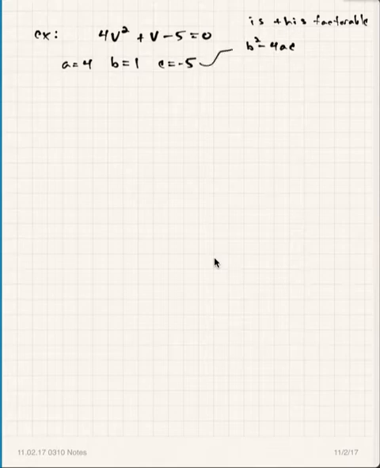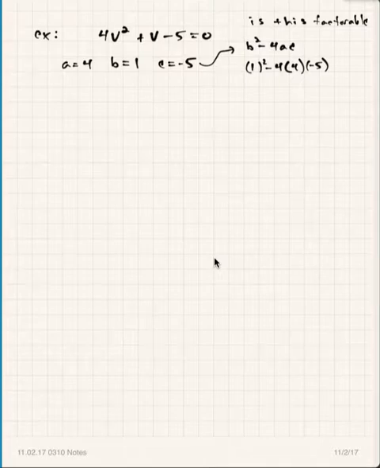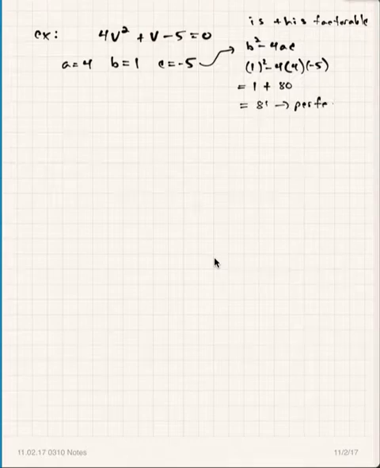So if you use those values in b squared minus 4ac, which is the discriminant, you've got 1 squared minus 4 times negative 5. 4 times a times c. So you get 1 minus, or this is going to be plus again, and you get 4 times 4 is 16, times 5 is 80. You get 1 plus 80. Notice you get 81. It's a perfect square. So is it factorable? Yes.